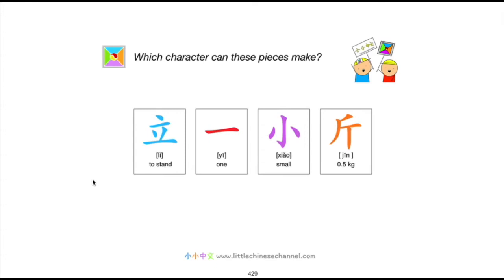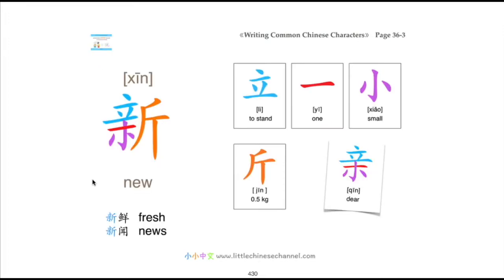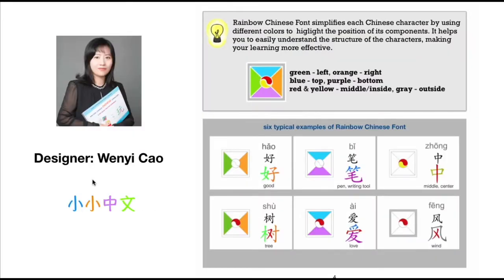Which character can these pieces make? It's xin, which means new. This character has 4 parts. This was designed by Wenyi Cao to help Chinese learners learn Chinese easier.